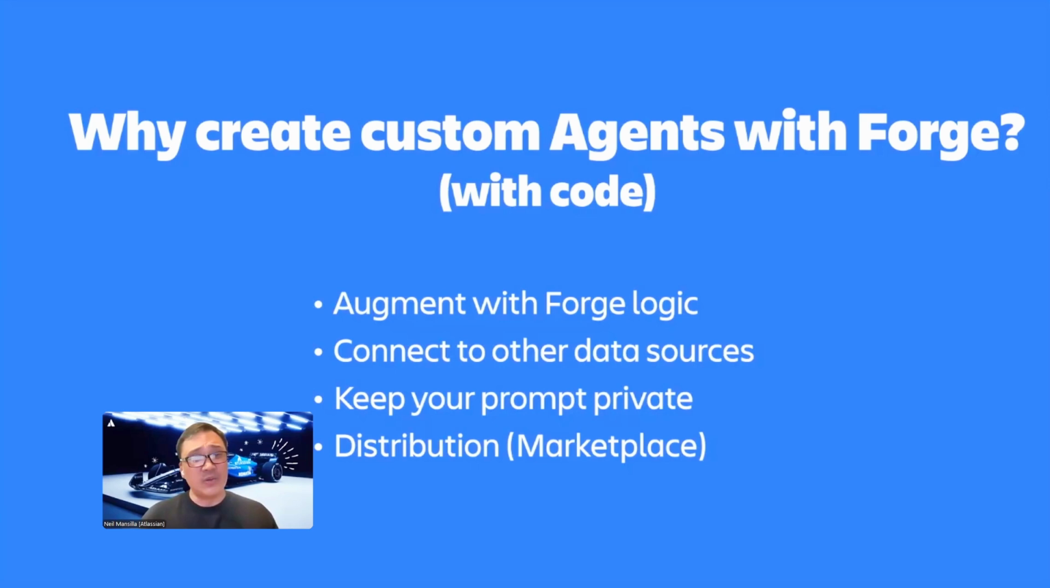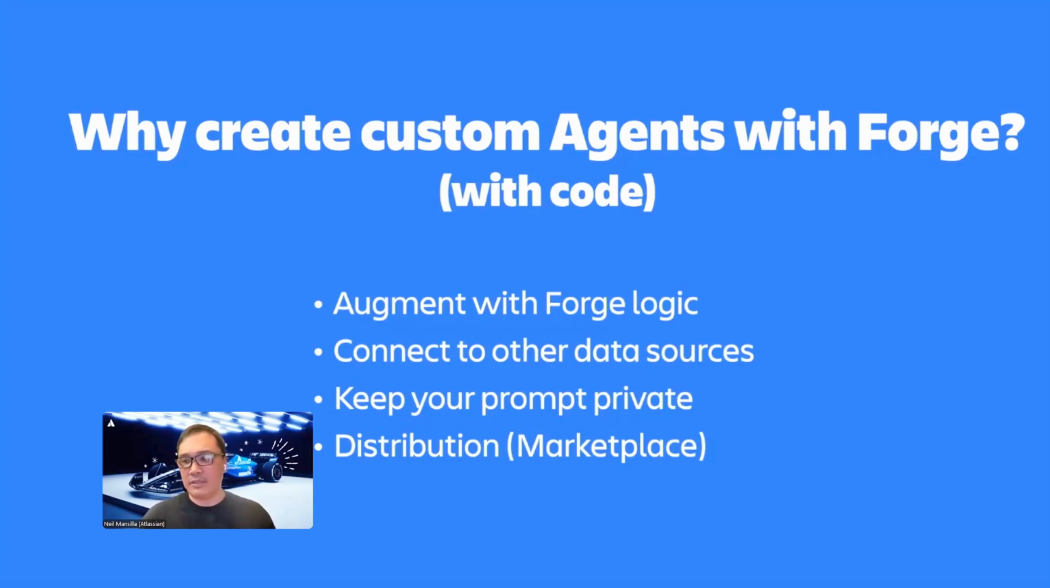You can also connect to other external data sources. So I mentioned that Rovo works and is aware across the Atlassian cloud products, as well as some SaaS apps and other tools you might use. But let's say, for instance, I wanted to call an API externally, pull some structured data from someplace else. You can do that with Forge in a custom agent built with Forge. The benefit is that you can keep your prompt private.